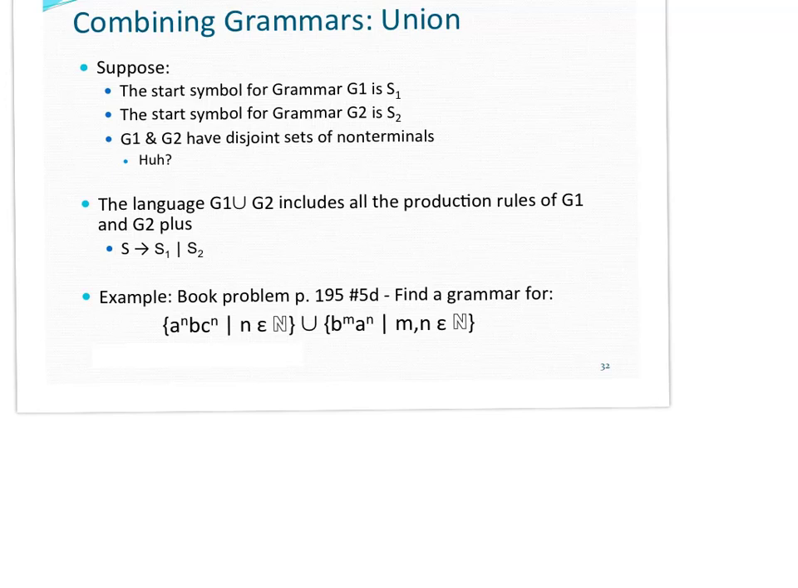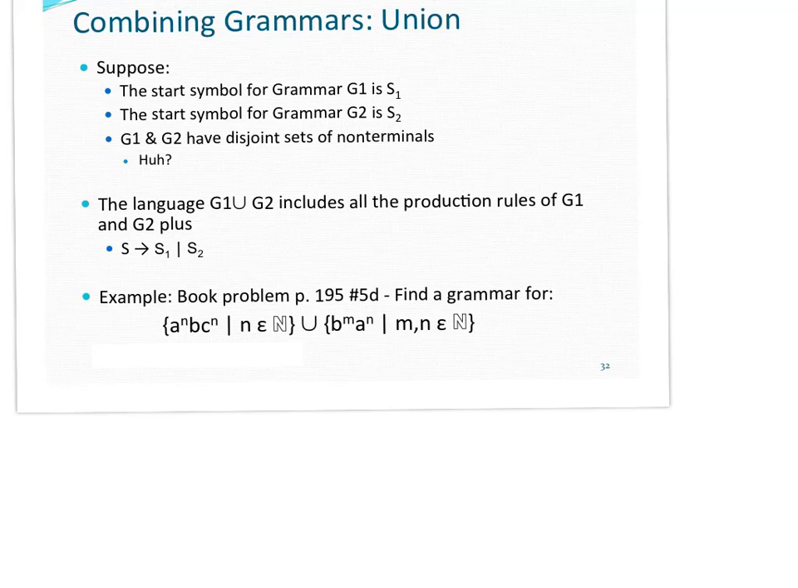So let's suppose that we want to take the union of two languages. There's a really, really easy way to do this. And what we're going to assume for a minute is that we have two different grammars for two different languages, and we want to take the union of those two grammars. We want the union of those two languages.